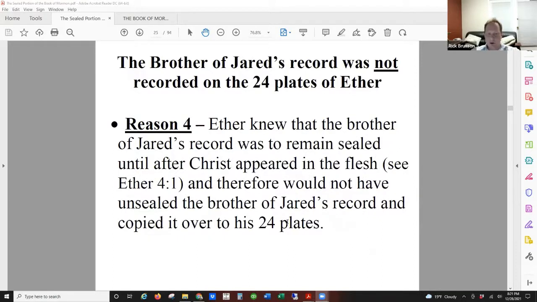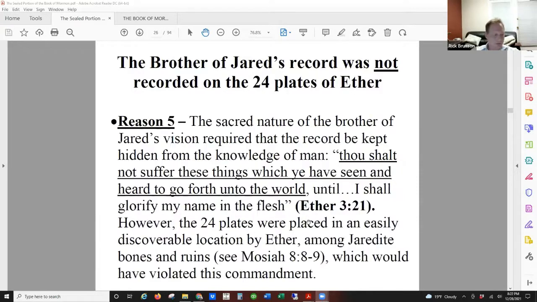Reason number four, Ether knew that the brother of Jared's record was to remain sealed until after Christ appeared in the flesh, and therefore would not have unsealed the brother of Jared's record and copied it over to his 24 plates. That was a commandment, and Ether likely knew about that commandment and did not copy his record over. It would have been a lot of work.